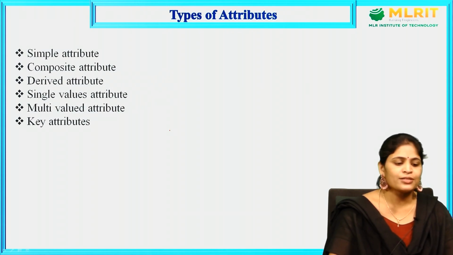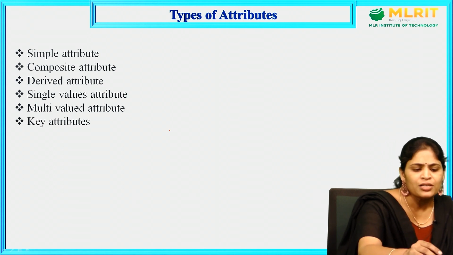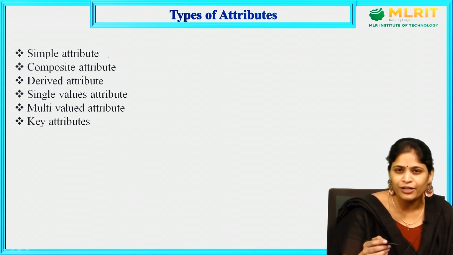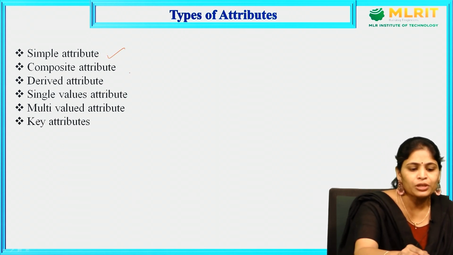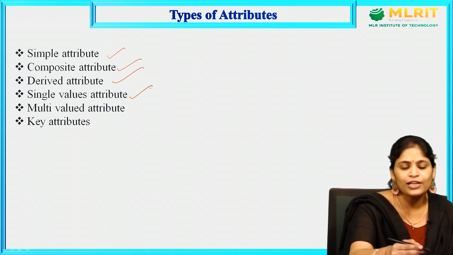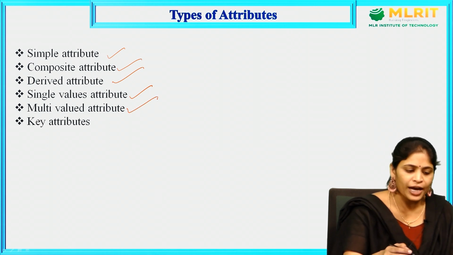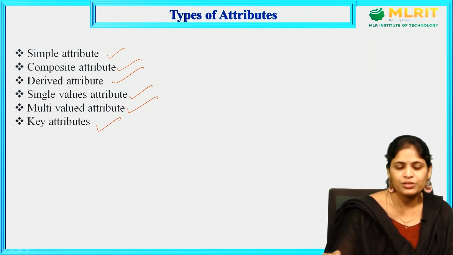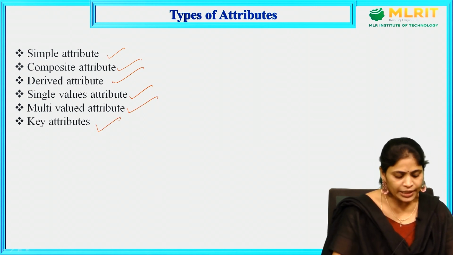So here let's go for types of attributes. So what are the attributes here? Mainly we have 6 types of attributes: simple attribute, composite attribute, derived attribute, single valued attribute, multi-valued attribute and key attributes. So let us discuss each one in detail.